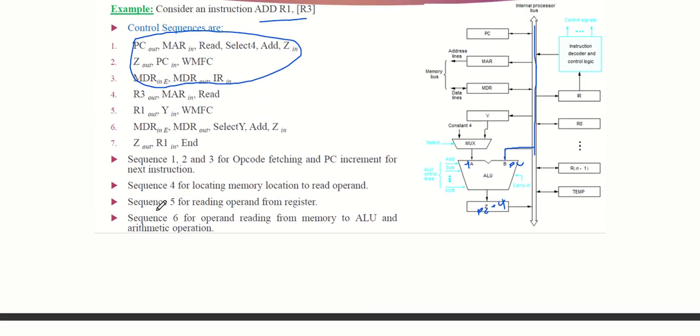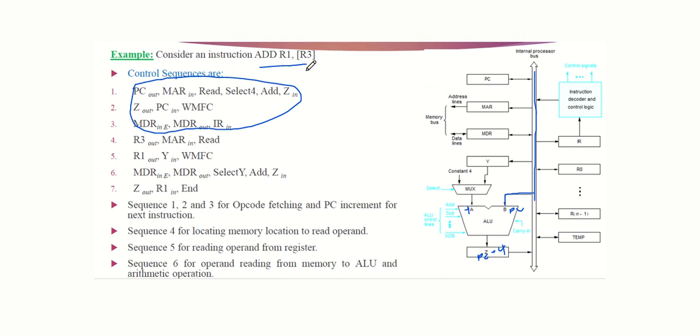So first, realize that we are supposed to add into R1, we are supposed to increase R1 by R3, right? Now, we come to the fetching of the operand. So we fetched the instruction in the first three steps. We now have to fetch the operand.